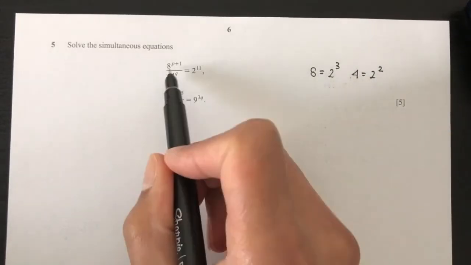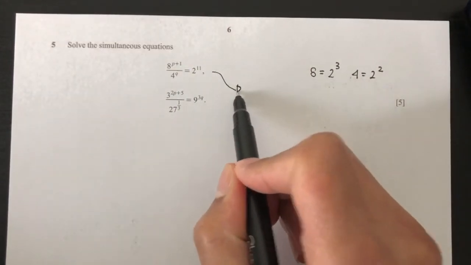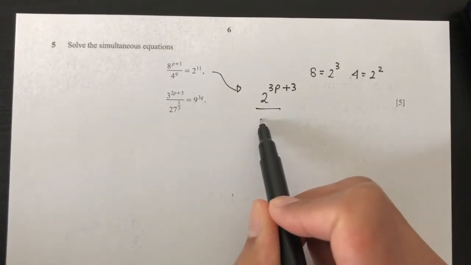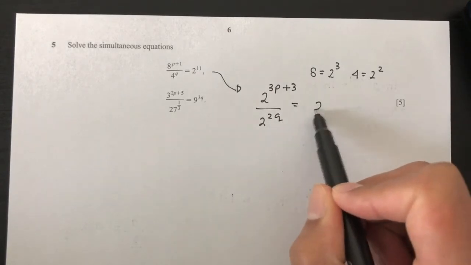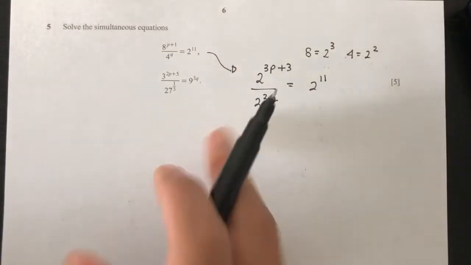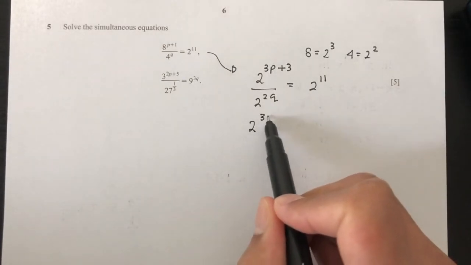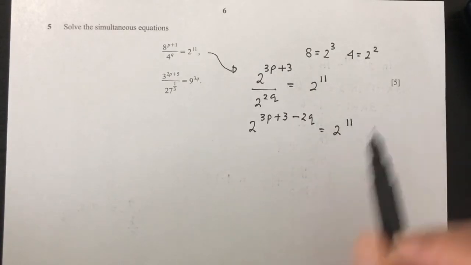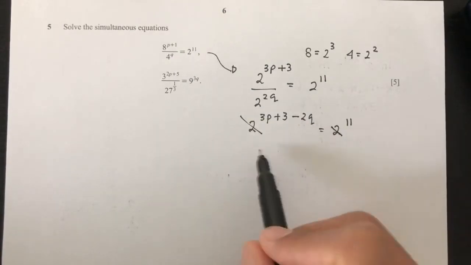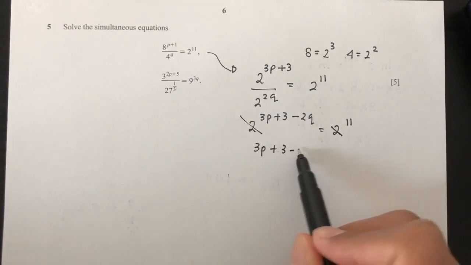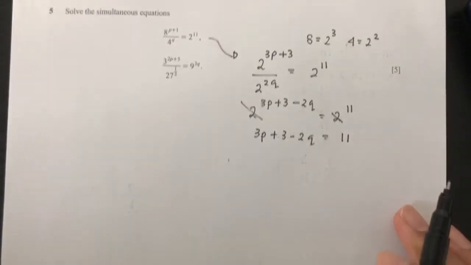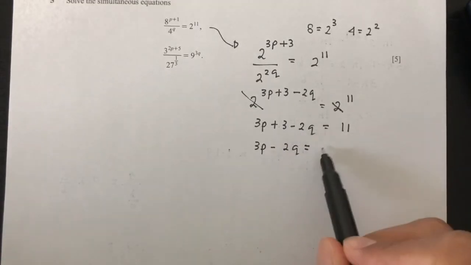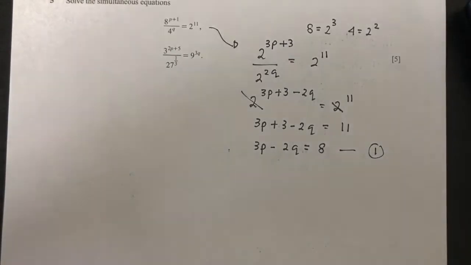Now if you replace these back in the equation, you will have 2 power (3p plus 3) divided by 2 power 2q equal to 2 power 11. When you divide indices, you can combine them together. The top is 3p plus 3, and when you divide, you just minus 2q, equal to 2 power 11. Since the bases are the same, you can cancel out. You will have 3p plus 3 minus 2q is equal to 11. Simplify: 3p minus 2q is equal to 11 minus 3, that should be 8. That is equation number 1.